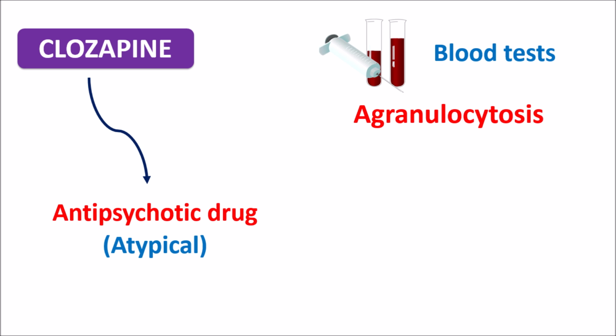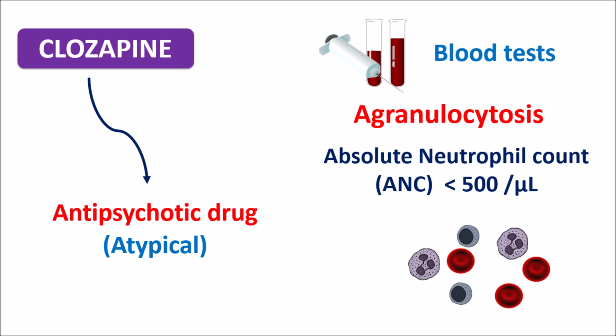This drug can reduce the neutrophil count. That's why the absolute neutrophil count should be checked before the therapy as well as during the therapy. And the absolute neutrophil count, ANC, may be decreased to less than 500 per microliter. In such conditions, it can produce agranulocytosis, which is a serious condition. In such people, this drug should be avoided, and care should be taken while using clozapine to check for any development of agranulocytosis in the patients.